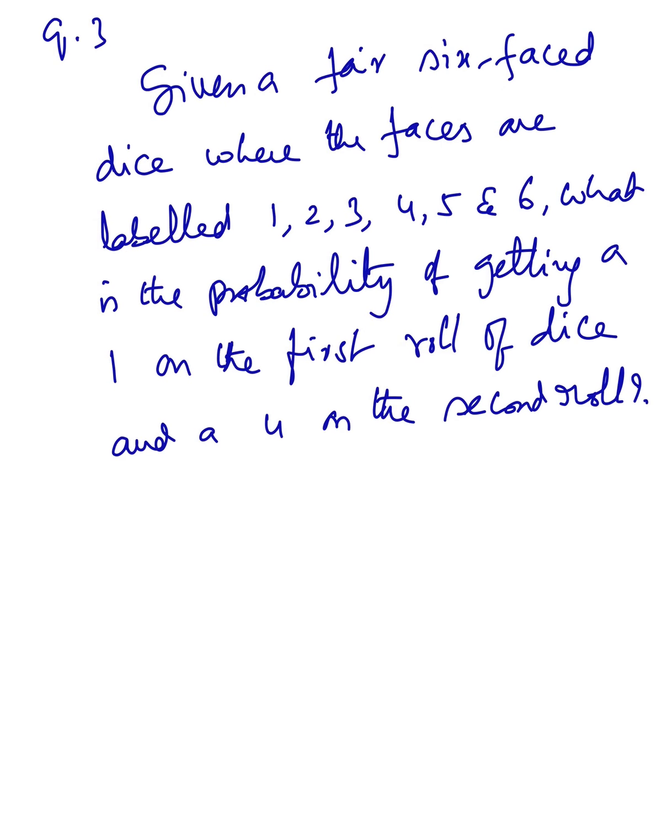We are given a fair 6-faced die where the faces are labeled 1, 2, 3, 4, 5 and 6, a normal die. We are asked the probability of getting a 1 on the first roll of the dice and a 4 on the second roll. What this means is we roll the die 2 times. Let's say this is the outcome of the first roll and this is the outcome of the second roll. The first roll can have 6 outcomes and the second roll can have 6 outcomes.